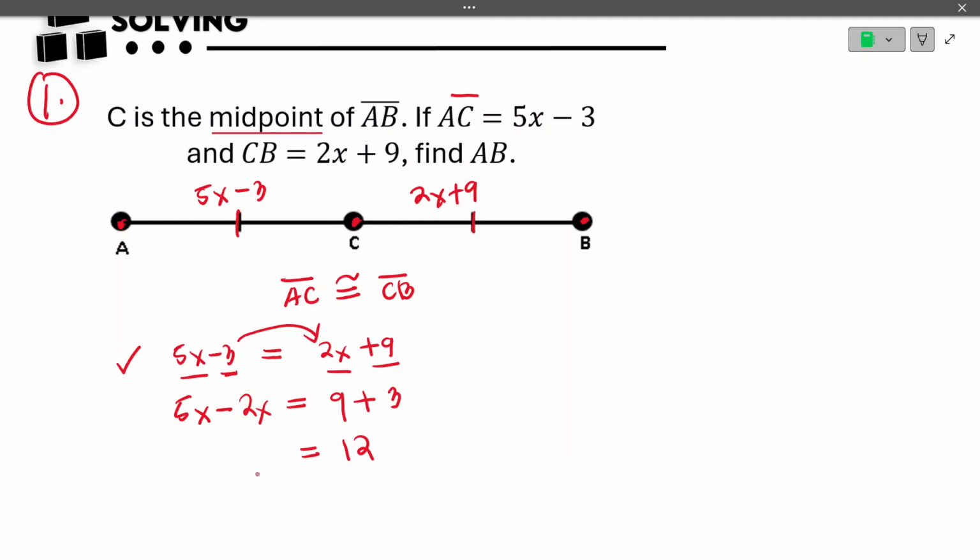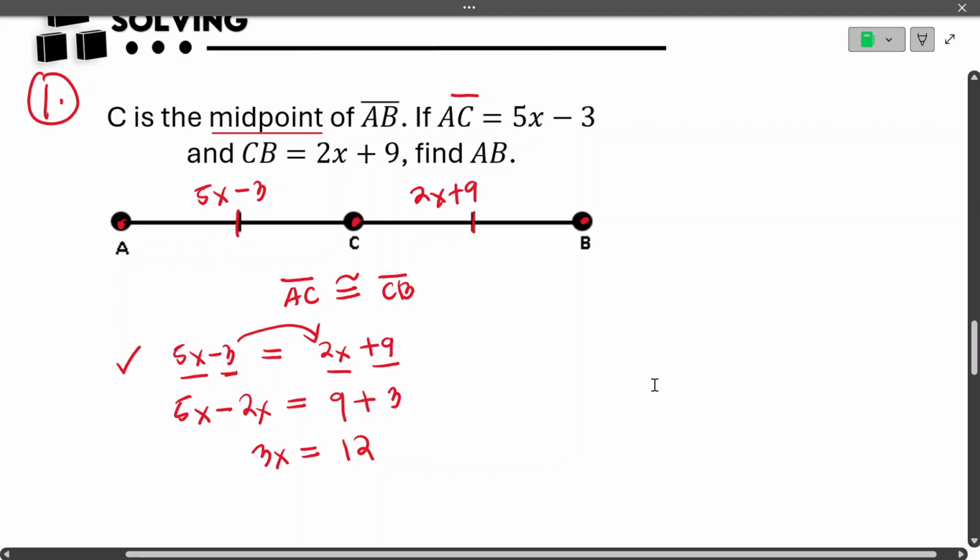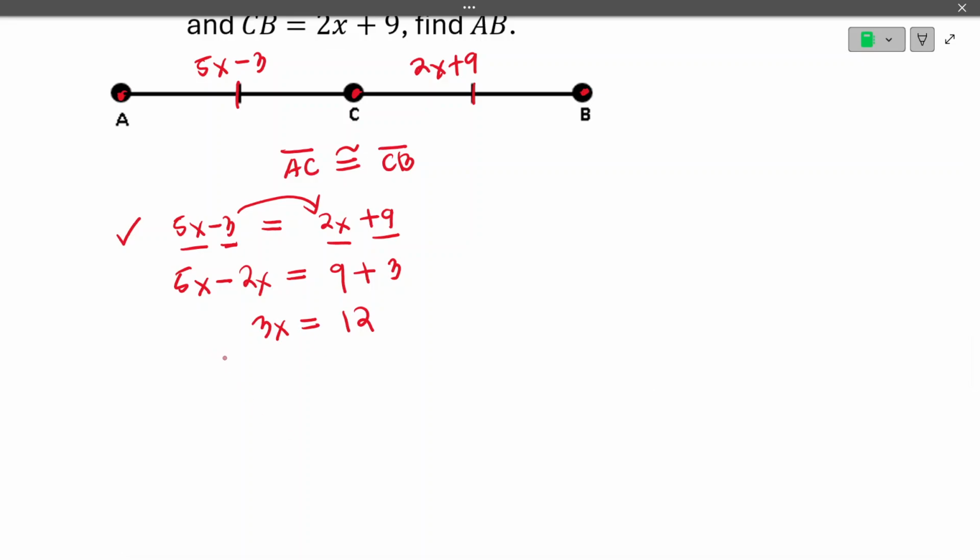5x minus 2x is equal to 3x. Ayan. Now, the next step here is to isolate x because x lang yung hinahanap natin. To isolate x from 3, we will divide both sides by 3 para makancel na natin si 3. And what's left? X na lang. 12 divided by 3 is 4. So this is our x.